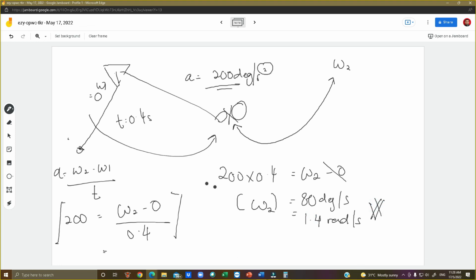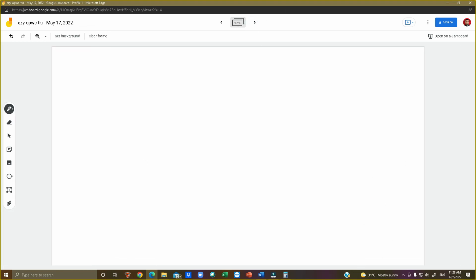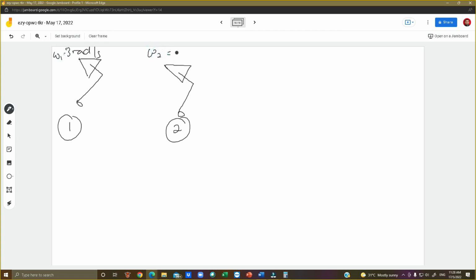Okay, so let's move on to the third one. Alright, now we have the case of running. Dua kondisi. Point 1, point 2. Let's say the angular velocity of a runner. Tadi masa point 1, it is 3 radian per second. Ni omega 1 dia. And omega 2 dia ialah 2.7 radian per second. And this change occurs in 0.5 second.